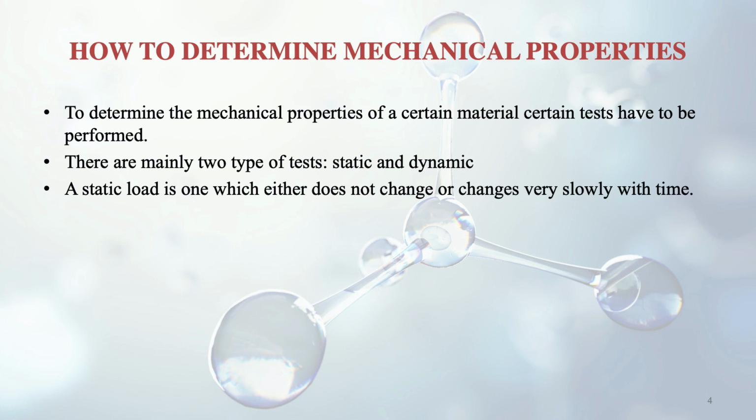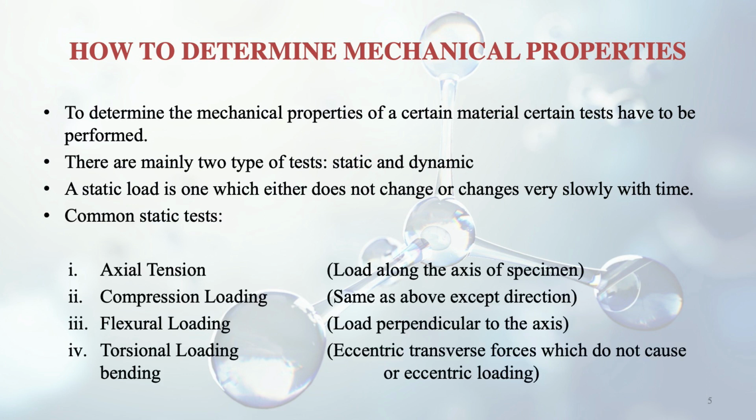So how do we determine the mechanical properties? When we talk of mechanical properties, we should also know the ways to determine them. There are different ways: the static ways and the dynamic ways. The common static tests are like the axial tension test, where the force is applied along the axis of the specimen. In case of compression loading, the same thing is done, and force is applied along the axis but in the opposite direction. The third one is the flexural loading, which is also called the bending effect.